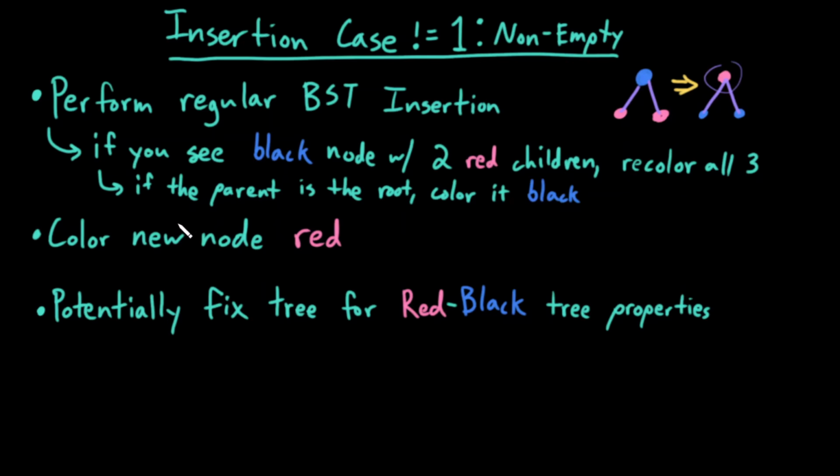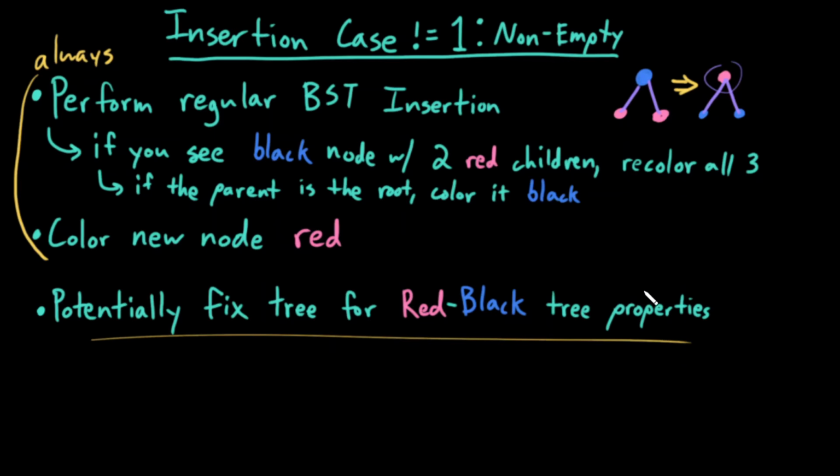Now that you found your site of insertion, color the new node red when you've inserted it. So these two things will always happen in a red-black tree, in all of the cases. And then, depending on what happened, you might potentially have to fix your tree to maintain the red-black tree properties. So this is really where the different cases will come into play: how exactly we may have to fix the tree to be able to maintain the red-black tree properties.